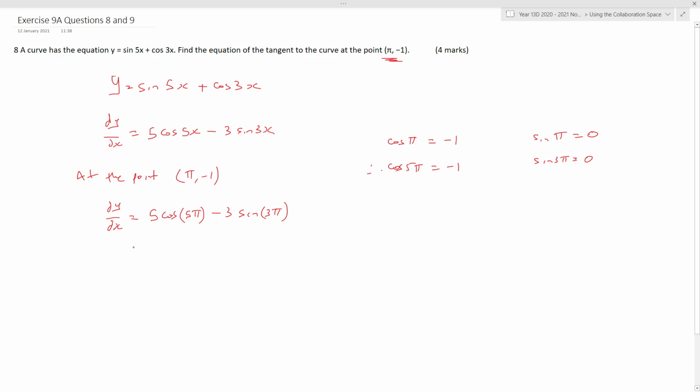So we can say that our gradient is equal to 5 times minus 1 minus 3 times 0. So our gradient is minus 5. We can now write the equation of the tangent. I'm just going to do that over here.